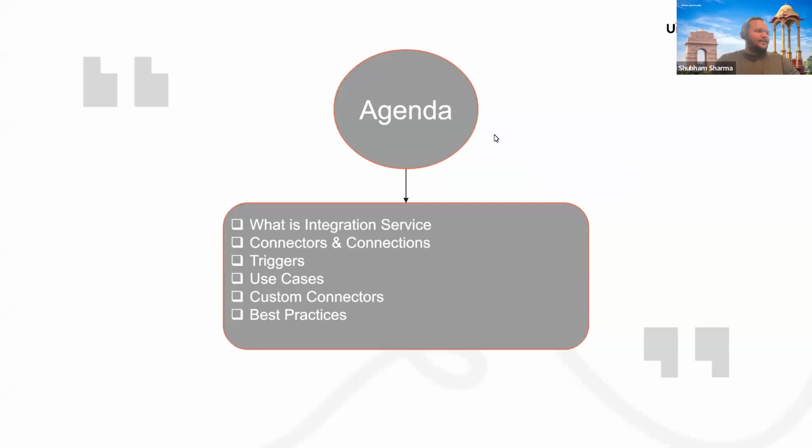So let me first take you through the agenda of our session. We'll be covering what Integration Service is, the main components of Integration Service that are connectors, connections, and triggers. Some of the use cases we'll also discuss, along with the custom connectors, how we can create our own connectors, and the best practices. We'll be taking any questions you have at the end, or you can just drop the questions in the chat itself. All right.